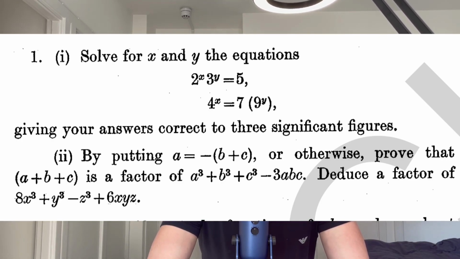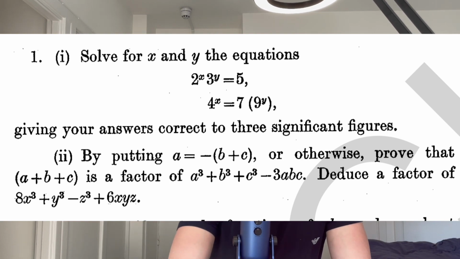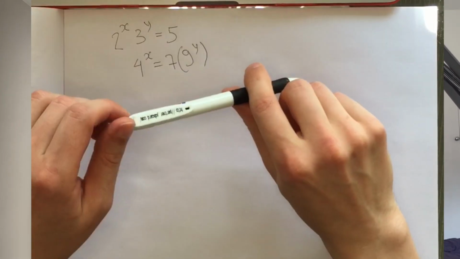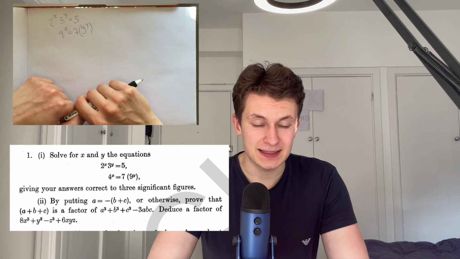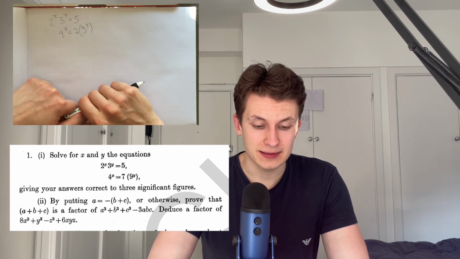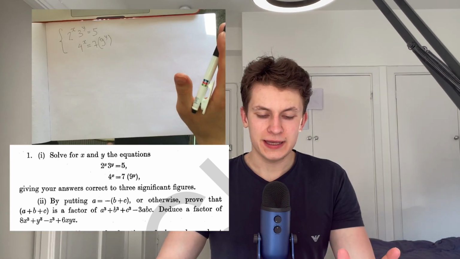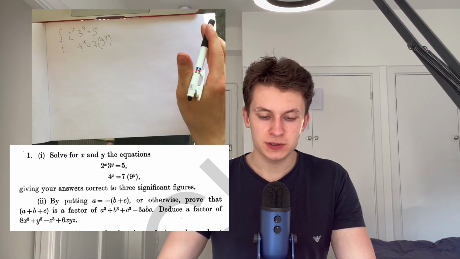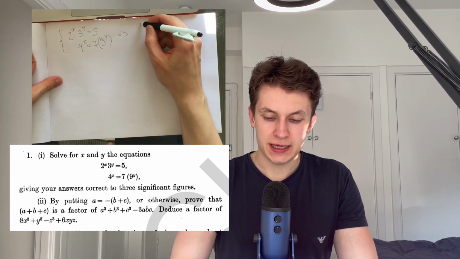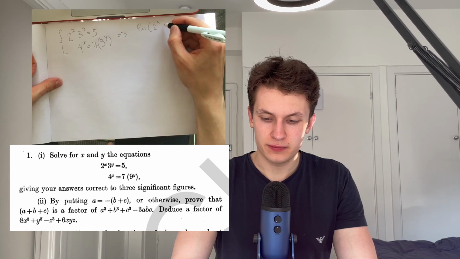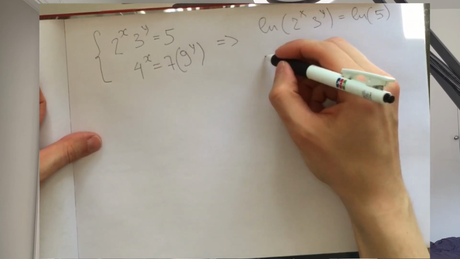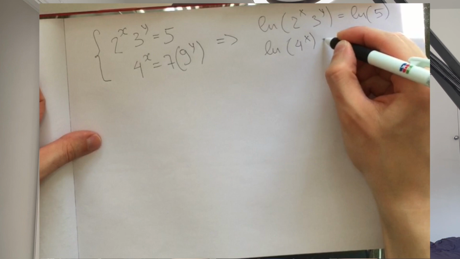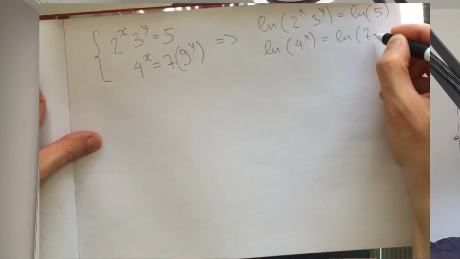Solve for x and y the equations 2 to the x, 3 to the y equals 5. Okay, so let me write it down. Giving you answers correct to 3 significant figures. Alright, so we should be expecting a non-integer answer in this problem. Let's try and apply a natural logarithm to both of these equations. So we will get ln of this product equals ln 5, and the same will happen to the bottom line. We get this.